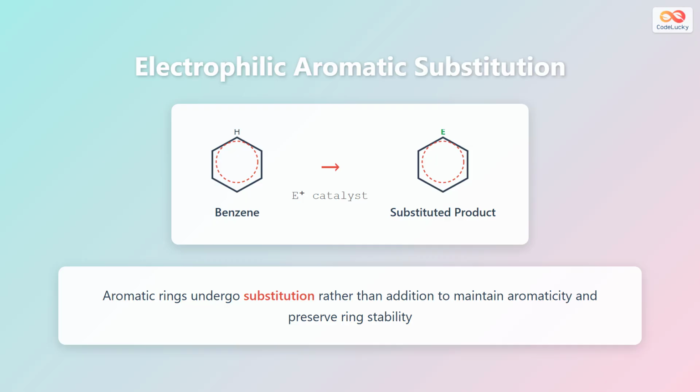Aromatic rings undergo a special type of reaction called electrophilic aromatic substitution. In this process, an electrophile, represented as E+, attacks the benzene ring in the presence of a catalyst. Rather than adding to the ring and breaking the aromatic system, one hydrogen atom is replaced by the electrophile. The product is a substituted benzene that retains its aromaticity. This preference for substitution over addition is crucial because it allows the ring to maintain its stable delocalized pi electron system. Breaking aromaticity would require significant energy, so the molecule goes through substitution pathways instead.